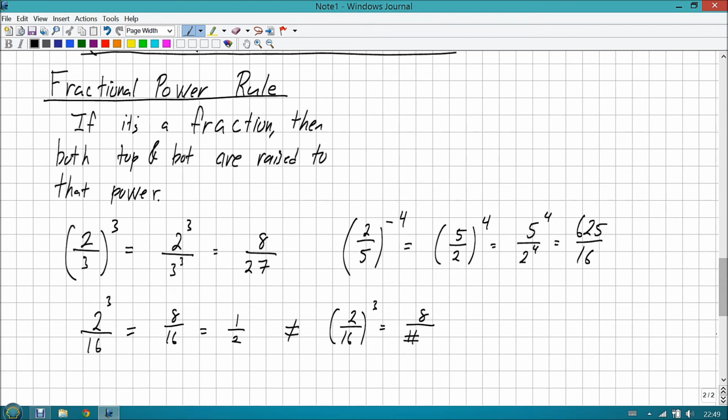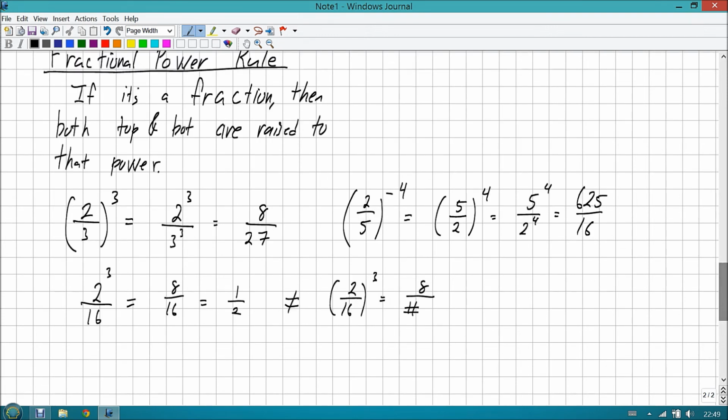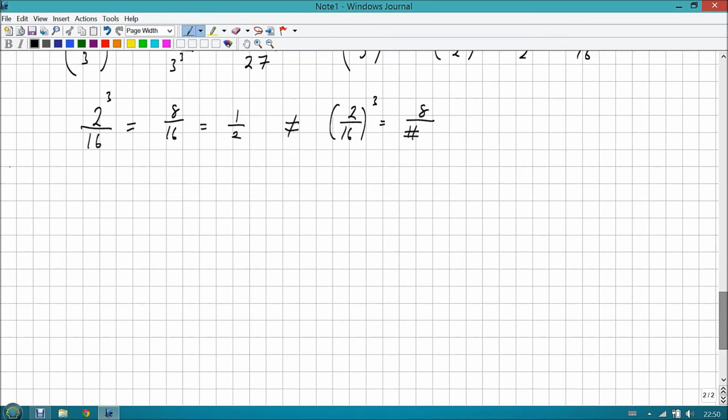Okay, so remember, if it's in parentheses, then you do the top and the bottom. If it's not in parentheses, it only does what it's attached to because of the order of operations. Okay, let's go ahead and move on to our next part.